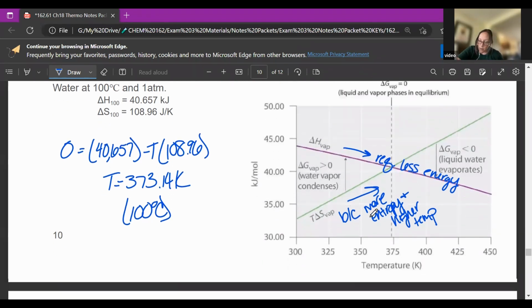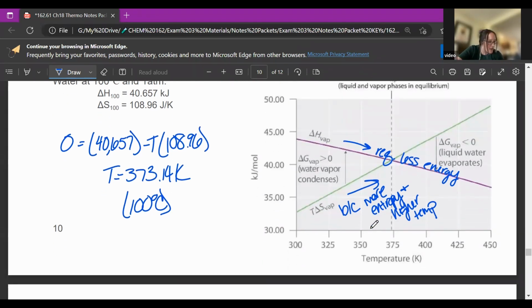Anything else I wanted to label on this? I don't believe so. We're going to talk about, in the next one, more ways to calculate delta G.